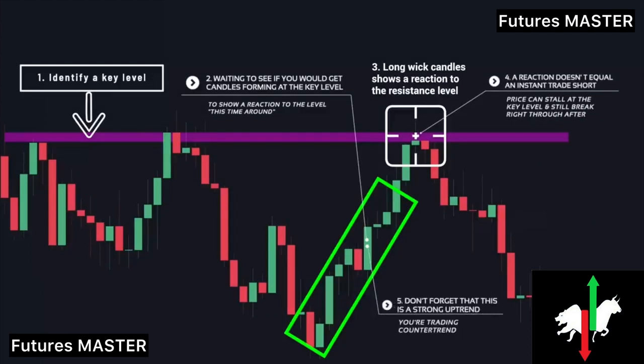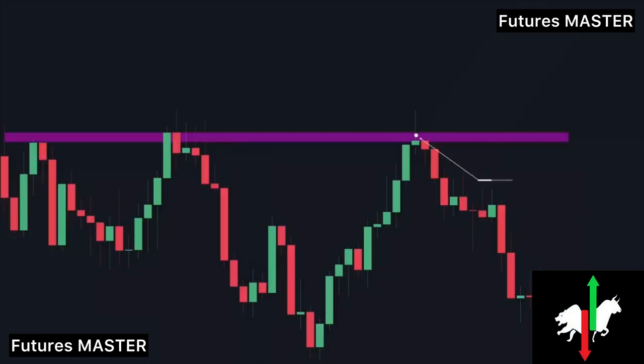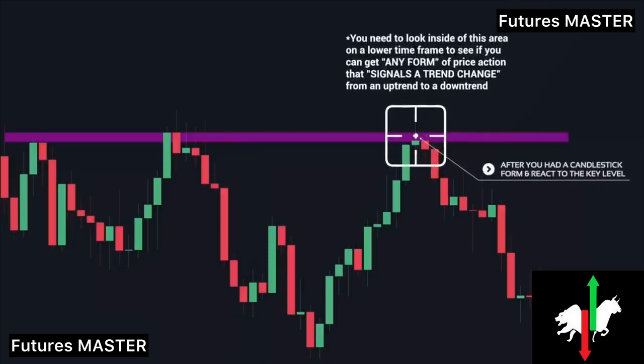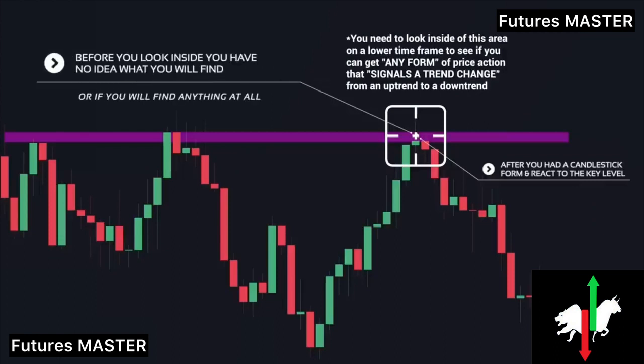Don't forget that this is a very strong uptrend. So what you need to do is after you have your long wick candle react to the level of resistance, you need to look inside of this area on the lower time frames to see if you can get any form of price action that signals a trend change from an uptrend to a downtrend. Now, this is a very key point. Before you look inside of this area, you have no idea what you will find or if you will find anything at all.